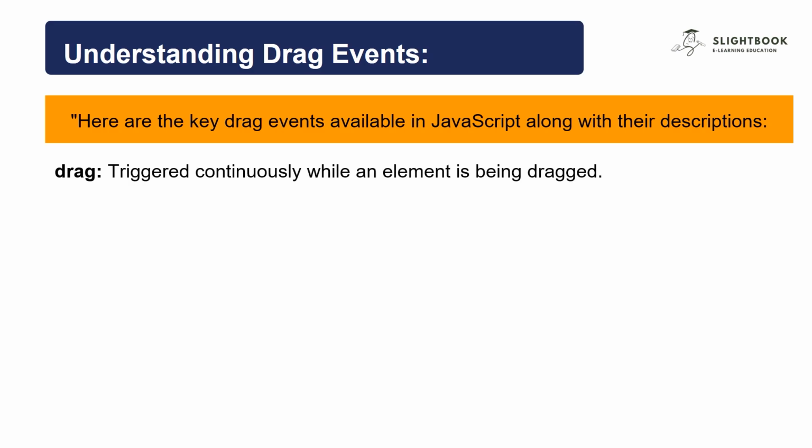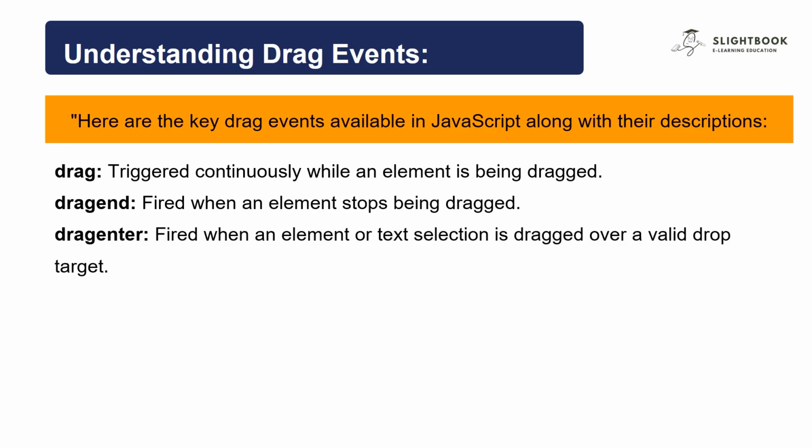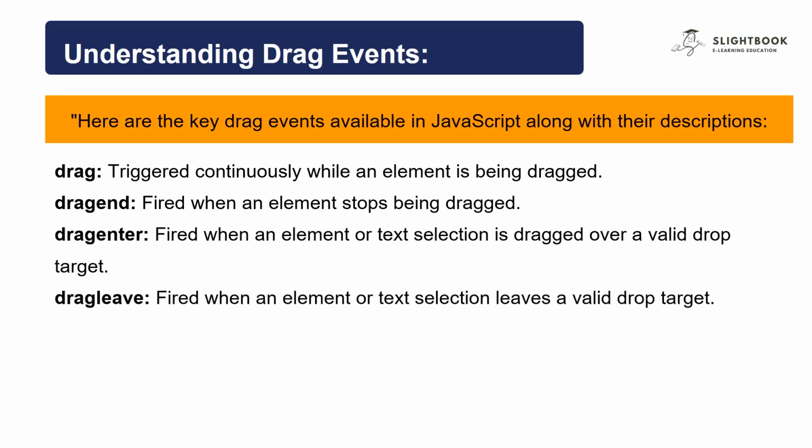Drag, triggered continuously while an element is being dragged. Drag end, fired when an element stops being dragged. Drag enter, fired when an element or text selection is dragged over a valid drop target. Drag leave, fired when an element or text selection leaves a valid drop target.